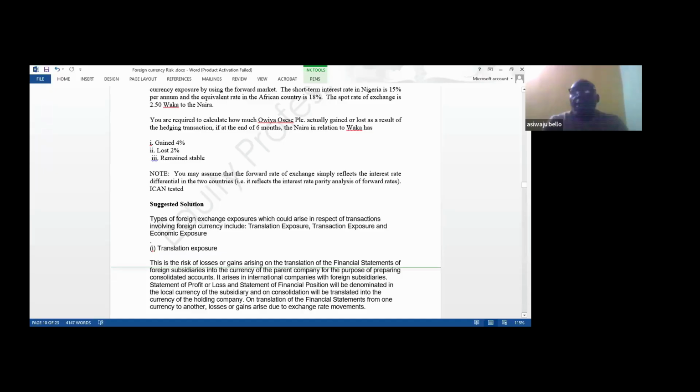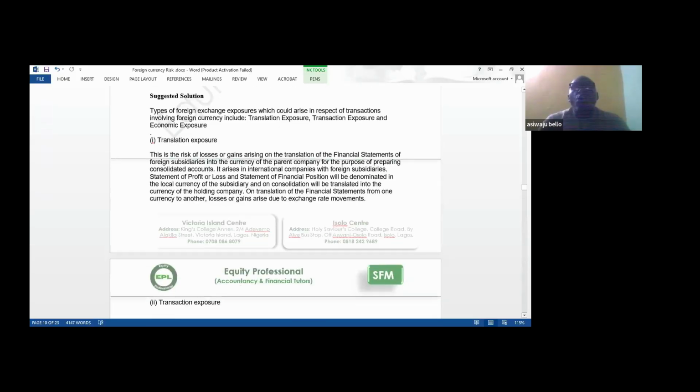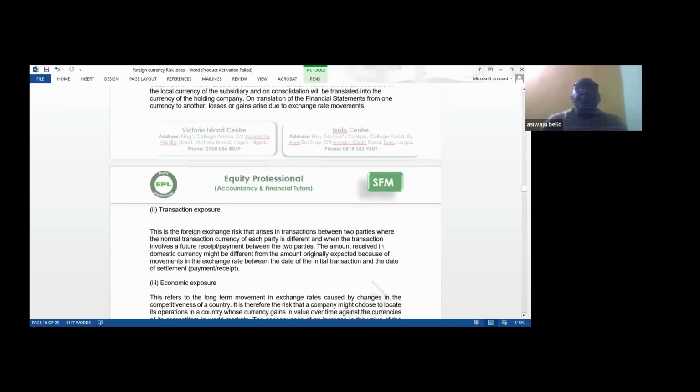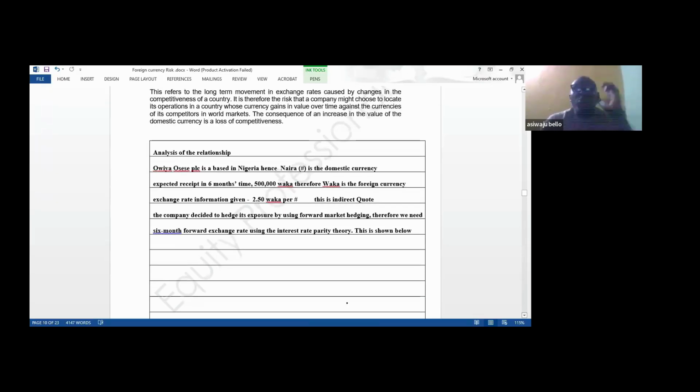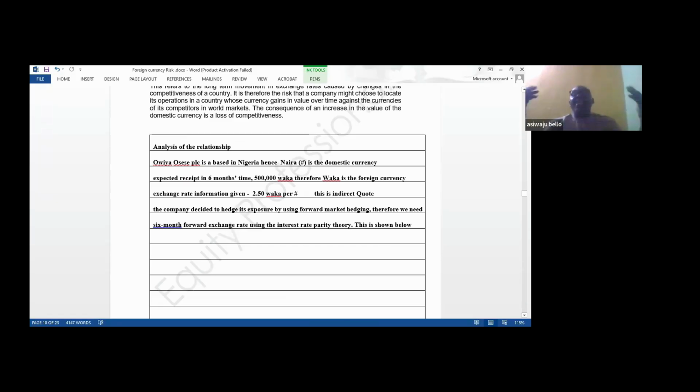All right, let's move on. If you are faced with questions of this nature where you are required to hedge, please start with the analysis of the relationship. Analyze the relationship between the two currencies.